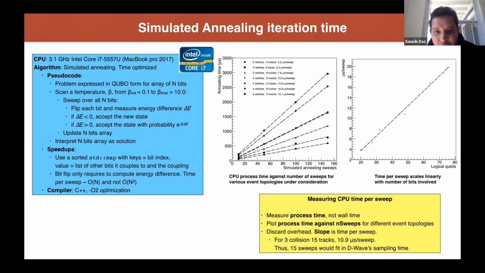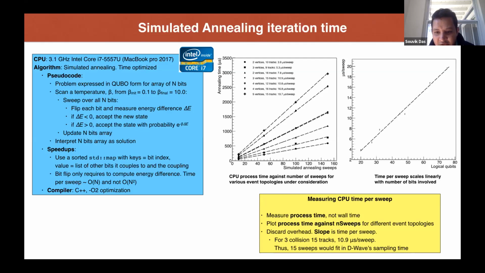As you can see on the middle plot, there are different event topologies. For example, 2 vertices with 10 tracks is a simple event topology that requires 20 bits, and that requires about 3.9 microseconds per sweep.